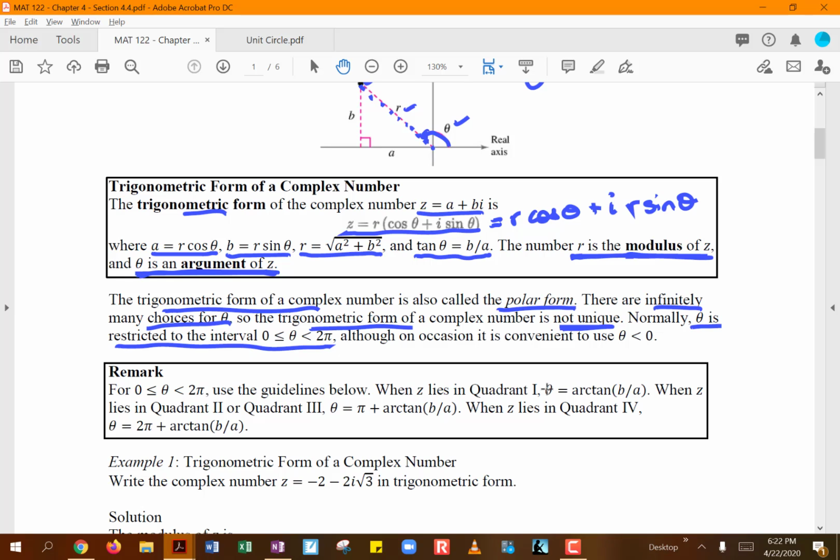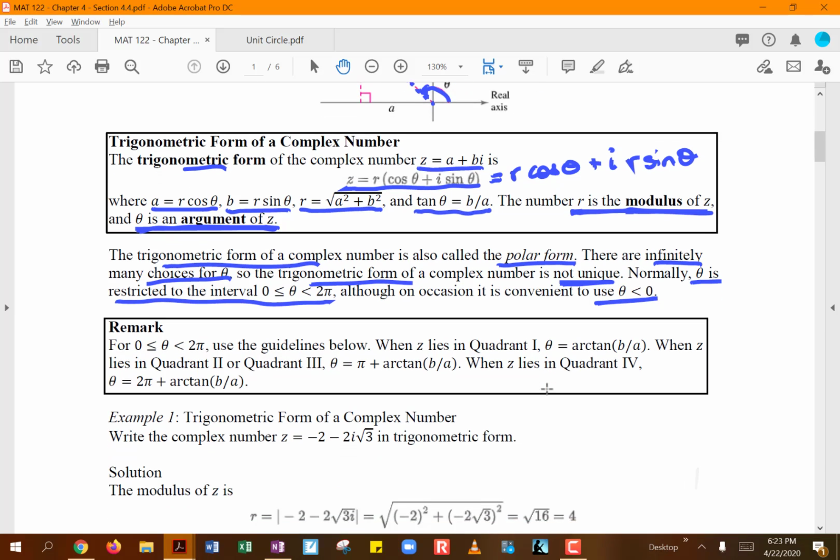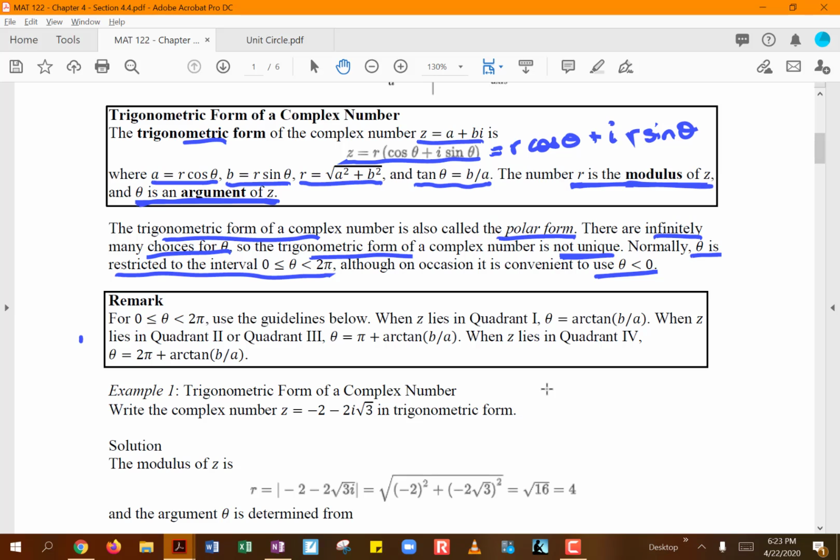And then depending on when we're solving these problems and if it's convenient, we can also think of theta as being a negative angle. Otherwise, normally we think of theta as going from 0 to 2 pi, including 0 but not including 2 pi. Now this will come in really handy, this remark over here.